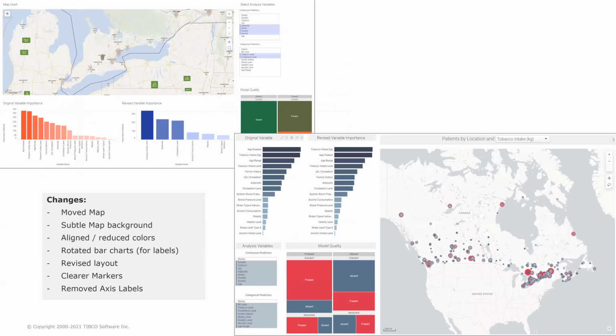I'm going to skip over that one because I think this one is better to show. So this is on heart disease patients in Canada, and I moved the map to make it larger as the focus. I turned the bar charts horizontal so you can read the labels better. I reduced the number of colors on the page. There's a lot of different colors happening. I made the map background more subtle because we don't want all of this detail. I removed axis labels like here, things like that.